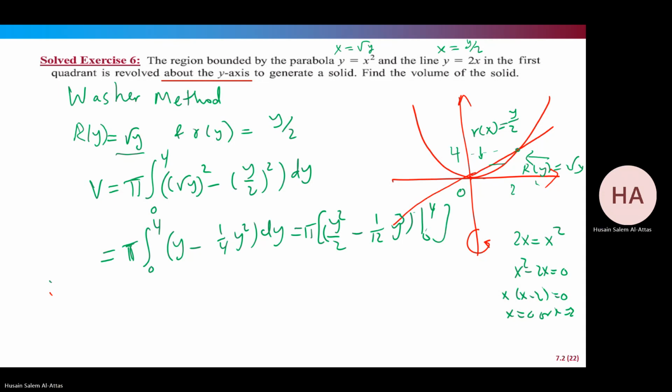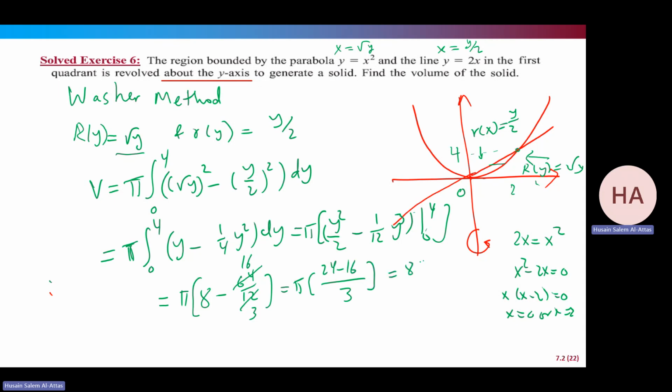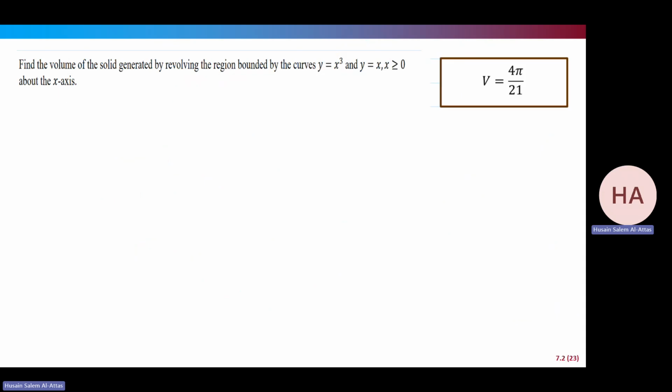Okay. That gives me pi times, okay, 4 square. 4 square is what? 16 over 2. That gives me 8 minus 4 cubed. 4 cubed is what? 64. 64 over 12. Yeah, 64 over 12. Dividing by 4, this is 3, and by 4, this is 16. And that will be pi times 24 over 3 minus 16 over 3, which is 8. 8 pi over 3. That will be the answer.